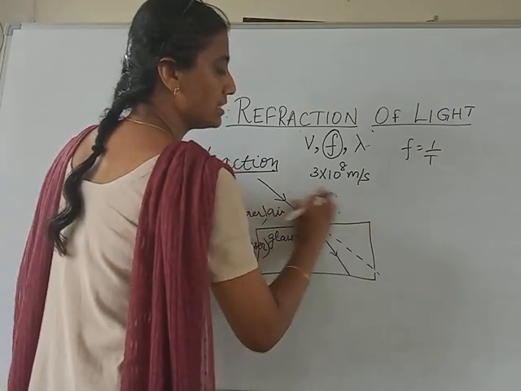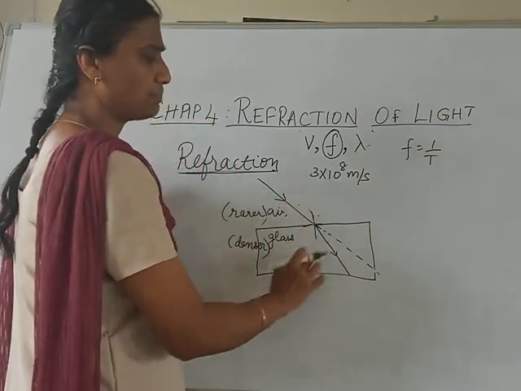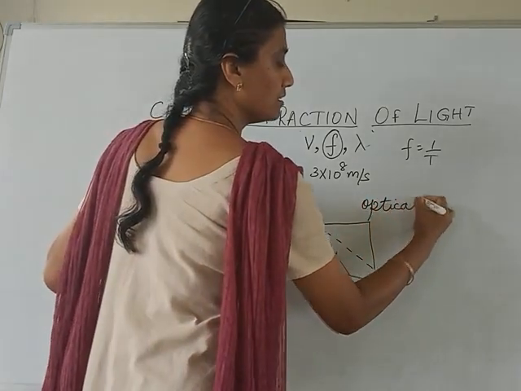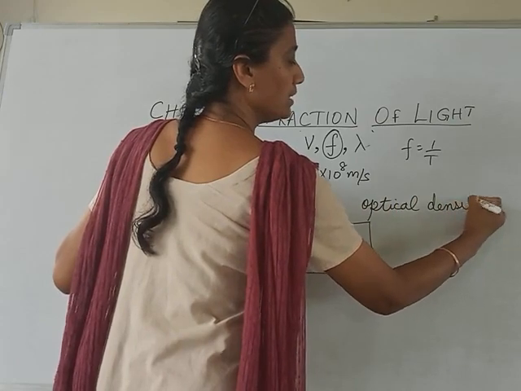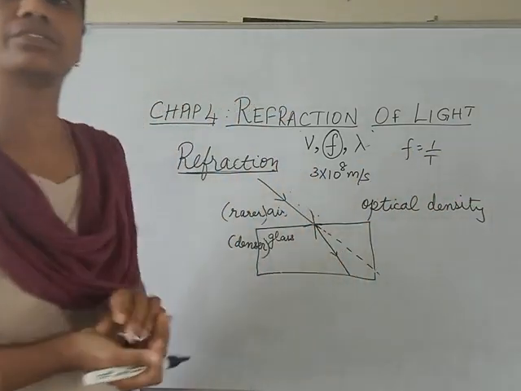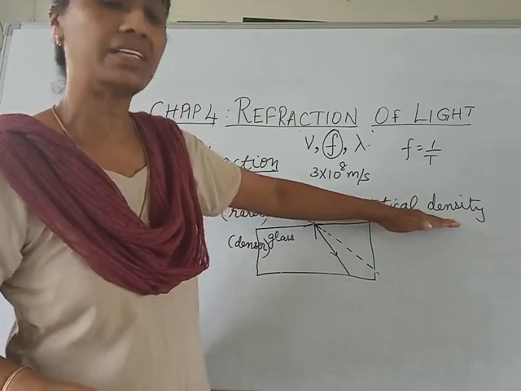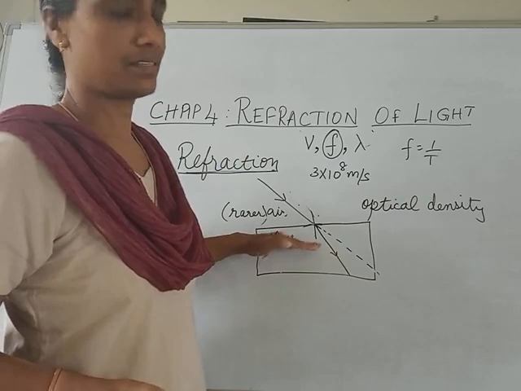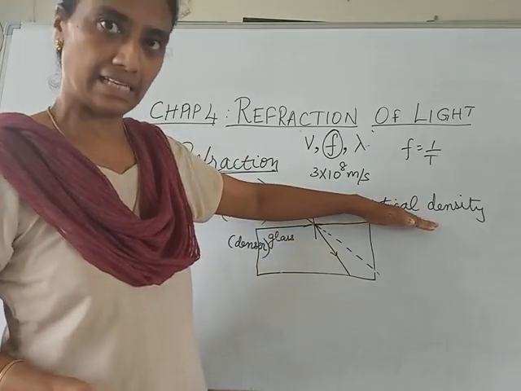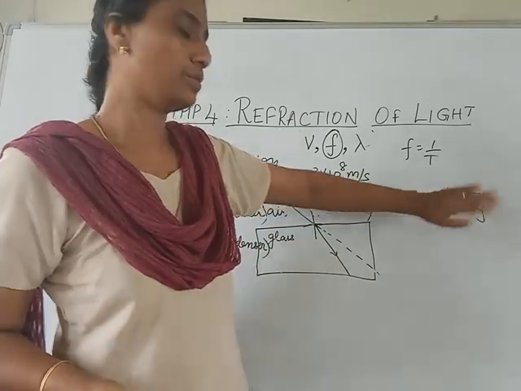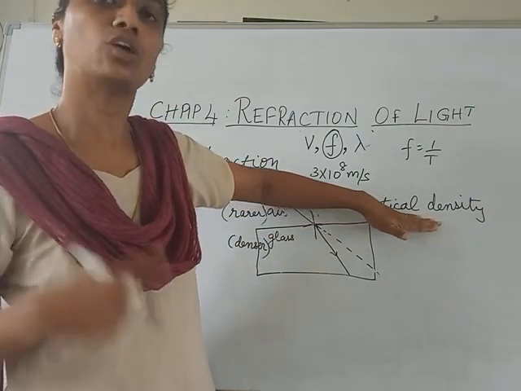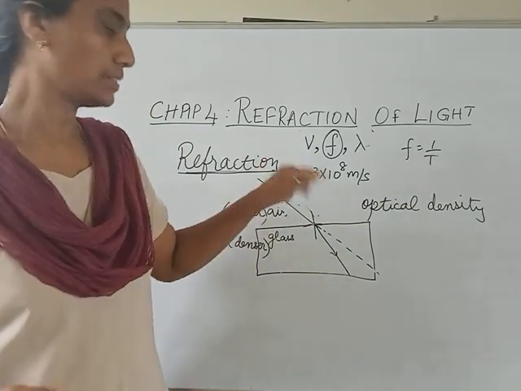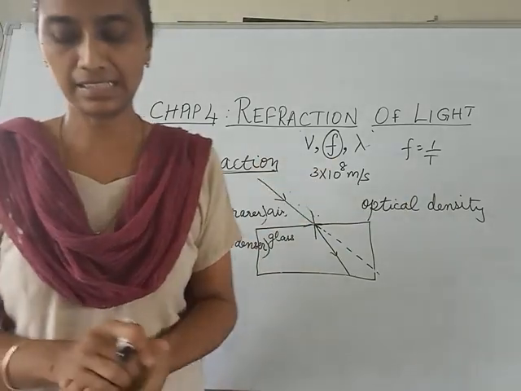When I say density, I explained it with particles. Here we'll be using a word called optical density. Air is optically denser than glass. Okay, so you know optics is something to do with light and density. So this is slightly different from the normal density that we usually refer to. So always use this word optical density.